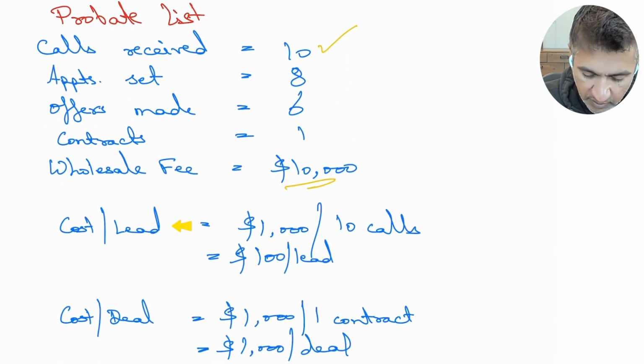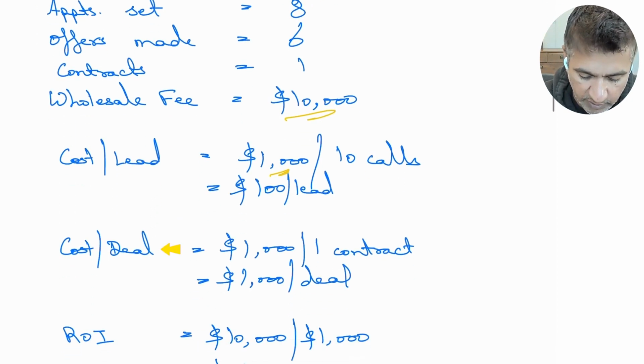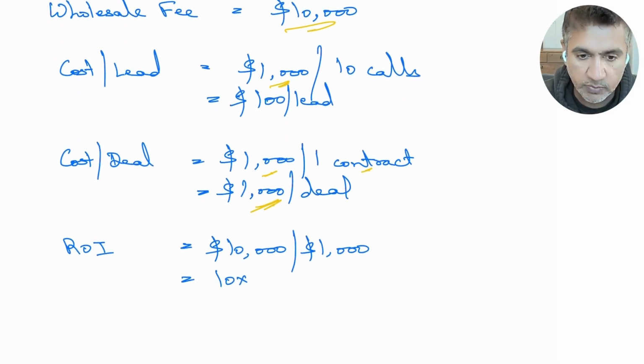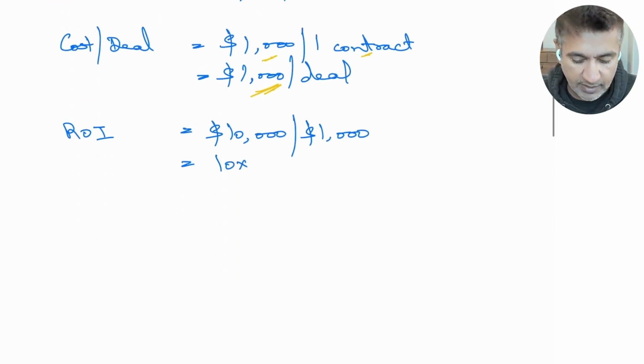My cost per lead, I spent $1,000 in just marketing to probate and I got 10 calls. My cost per lead is $100 per lead. My cost per deal is I spent $1,000, got one contract, is $1,000 per deal. My ROI, meaning how much money I made versus how much money I spent on marketing, is 10x. I spent $1,000 on my probate list and I made $10,000, meaning my ROI is 10x. Every dollar I put in, I made 10x on my marketing.